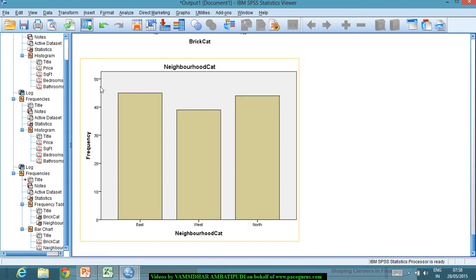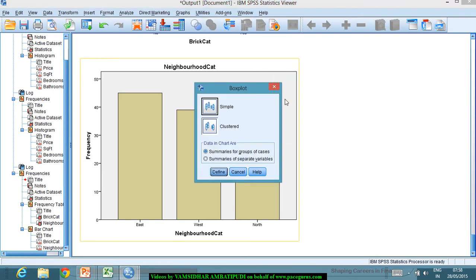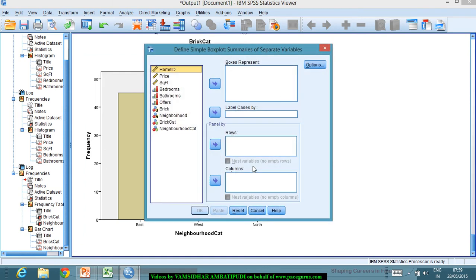But a straightforward way, if I am using a tool like SPSS, is to go into the graphs. In this legacy dialog, I have something called a box plot. I could do the box plot for all 4 variables separately, the 4 which I have considered. In fact, I should not do it for the bedrooms and the bathrooms. It will not give me any kind of meaningful output, so I'll not include them.